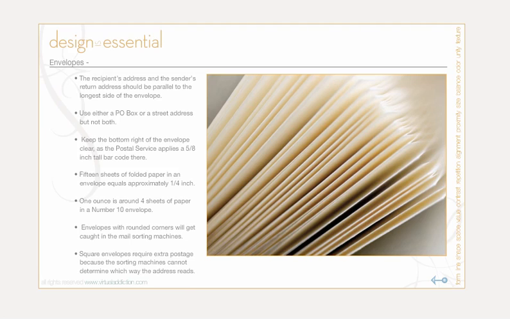15 sheets of folded paper in an envelope equals approximately a 1/4 inch in height. 1 ounce is around 4 sheets of paper in a number 10 envelope. Envelopes that have rounded corners will not get caught in the mail sorting machines. Square envelopes require extra postage because the sorting machines cannot determine which way the address reads.